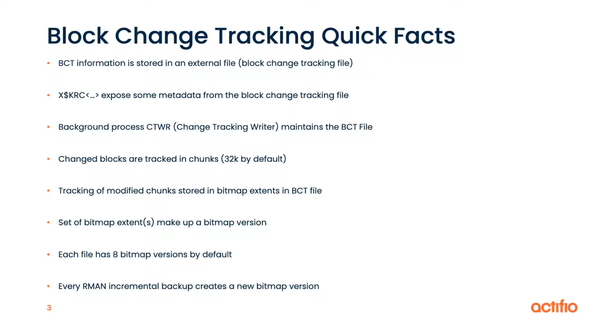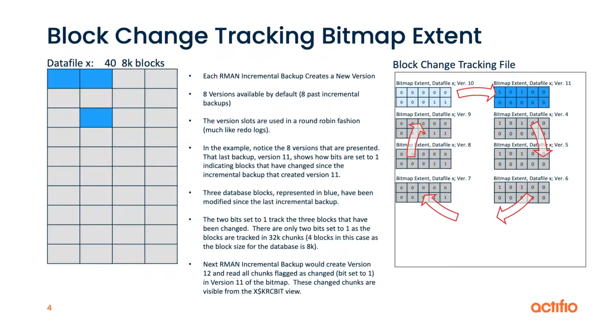get to see how that works in a logical view. A set of bitmaps forms a bitmap version, and there are up to 8 versions by default for every data file. And each incremental backup creates a new bitmap version. Sounds a little confusing, but let's take a look at the details, and I think it will become clear. So what I have here on the screen, on the left side, is a representation of a very small data file, so it's very clear how things are working here. It's just a 40 block data file.